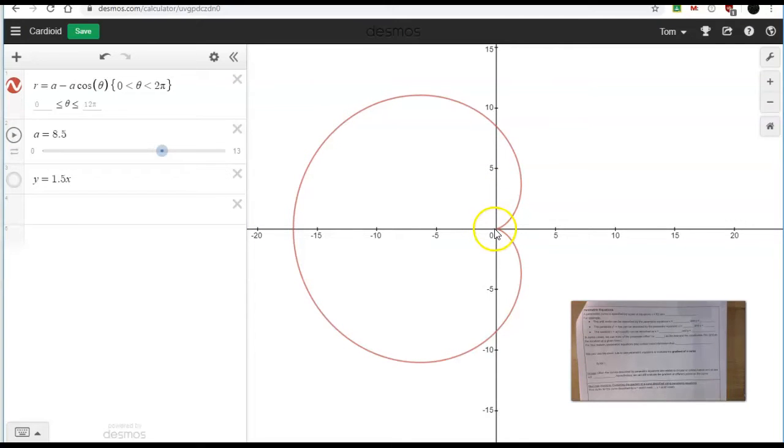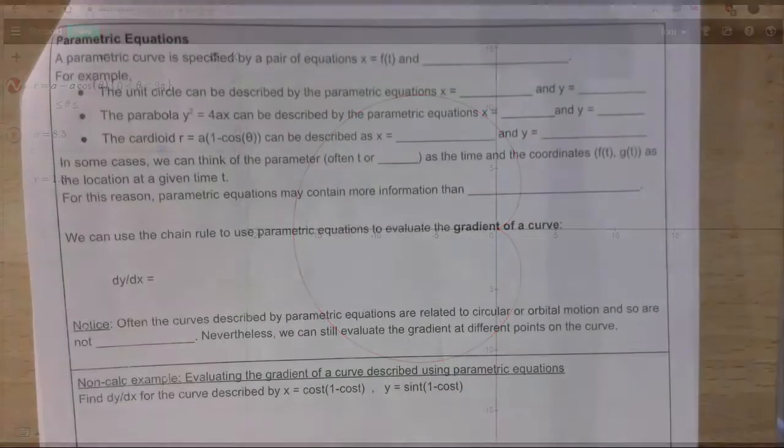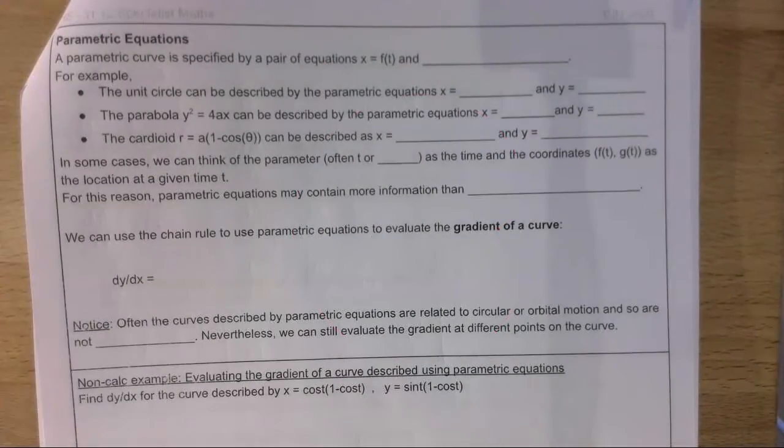So related rates and the chain rule allow us to investigate curves like this and to calculate the gradient of them, even though they're not functions. Let's have a look by turning to our notes.